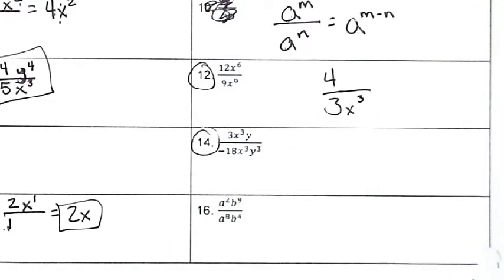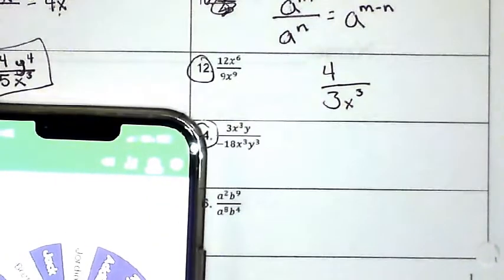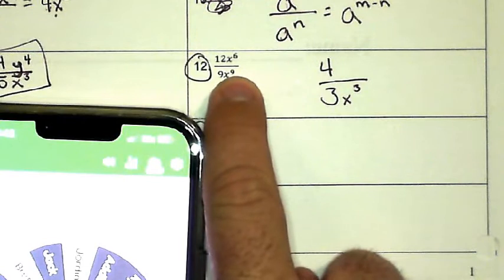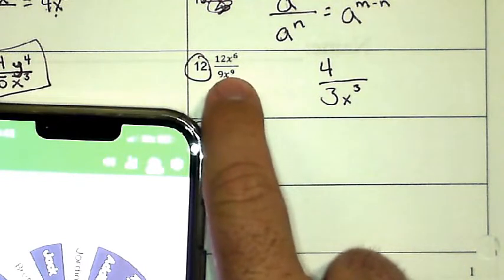All right, 14. Wait, shouldn't it be the top 4? The majority of them are in the bottom. So x is on the bottom. I have more x's here than I do up there. I don't look at the coefficients. Don't look at those. You look at the variables' exponents.